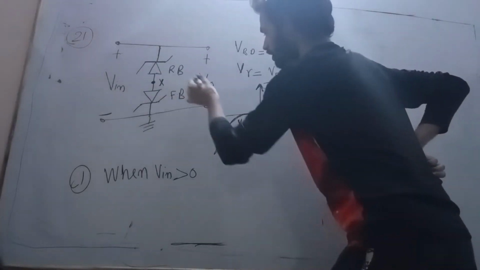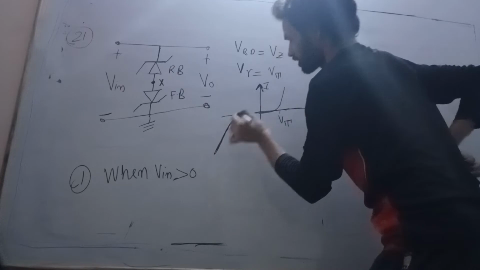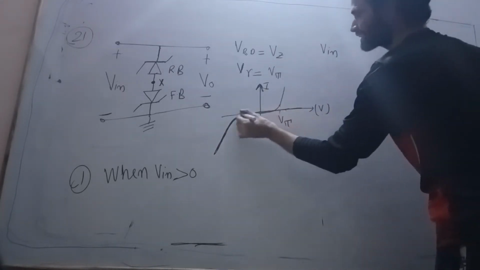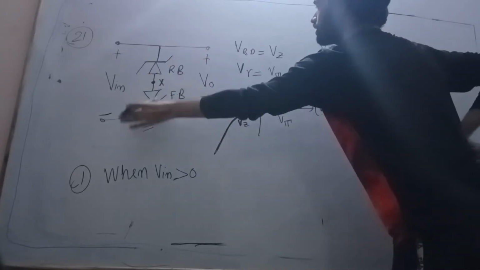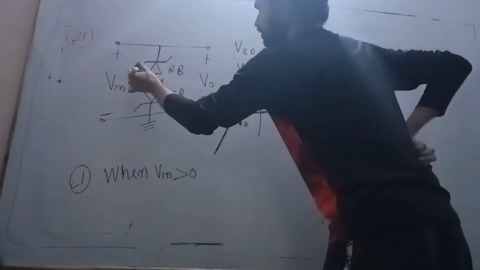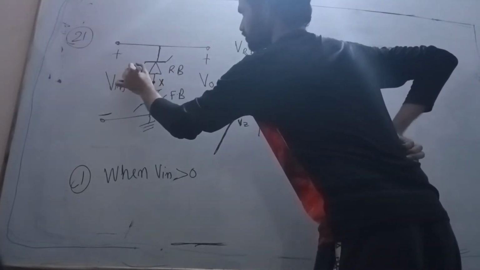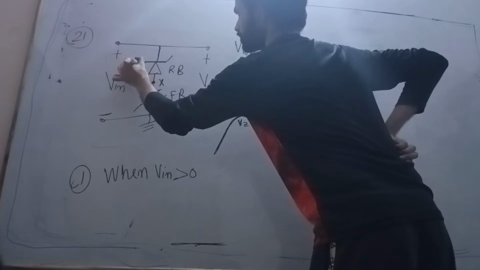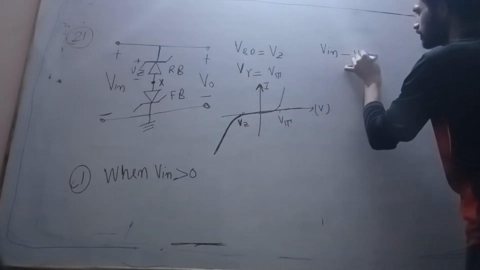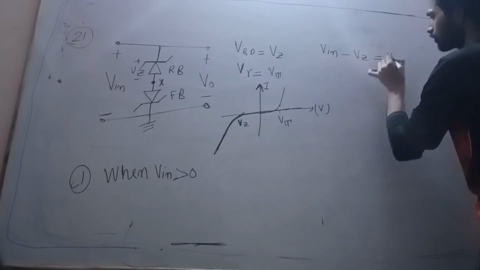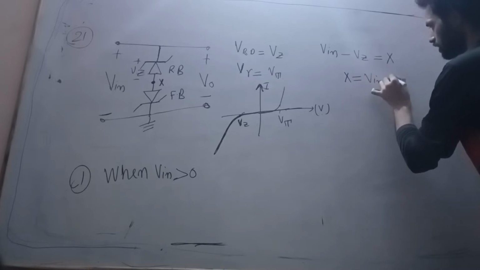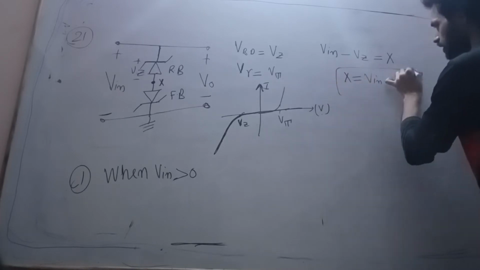When Vin will exceed this voltage Vz, then it will be in breakdown region. Then this voltage will be Vz, positive, negative. What is the value of this x? It is nothing but Vin minus Vz is equal to x. So this is my x voltage, x is equal to Vin minus Vz.